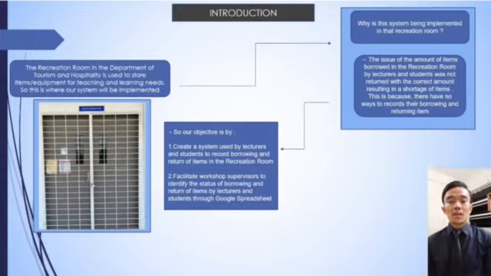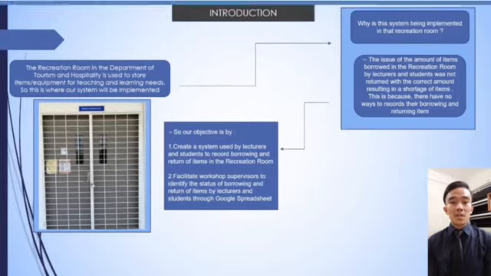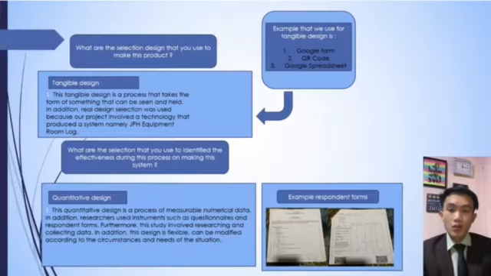So our first objective is to create a system used by lecturers and students to record the borrowing and return of items in the recreation room. The second is to facilitate workshop supervisors to identify the status of borrowing and return of items by lecturers and students through Google Spreadsheet. And what is the design that we use to make this product?